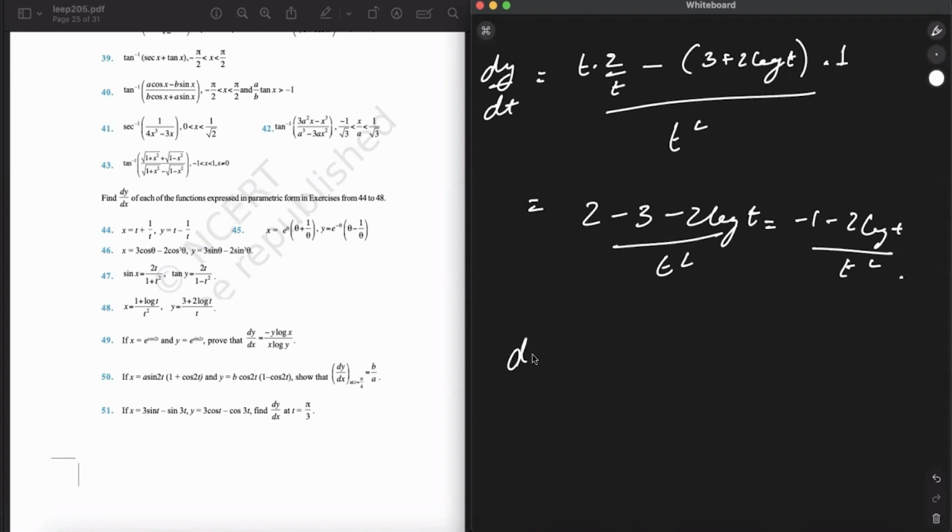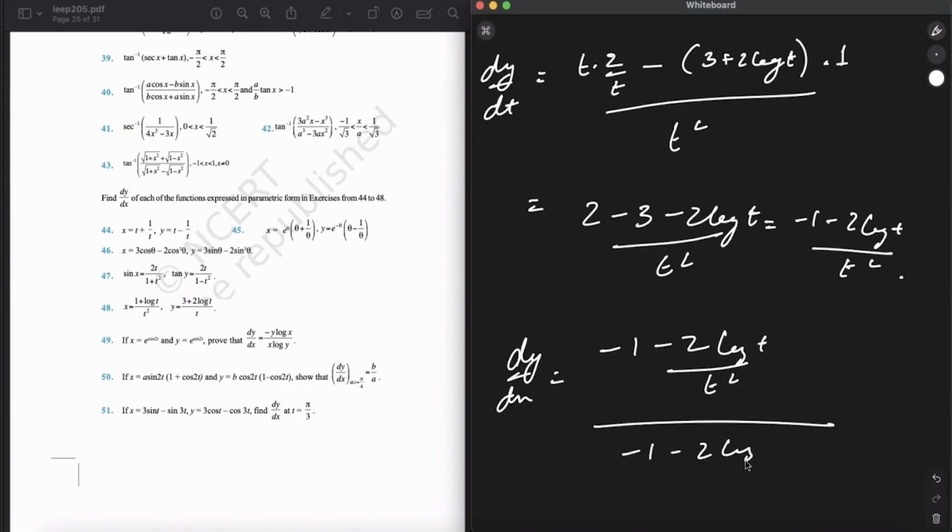So in order to find dy by dx, divide dy by dt by dx by dt. So it is minus 1 minus 2 log t whole divided by t square, and minus 1 minus 2 log t whole divided by t cube. So it is equal to t.